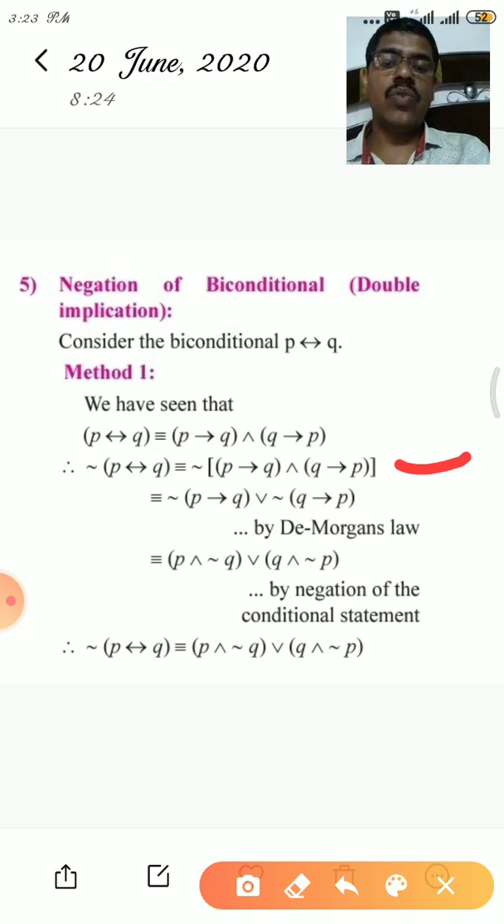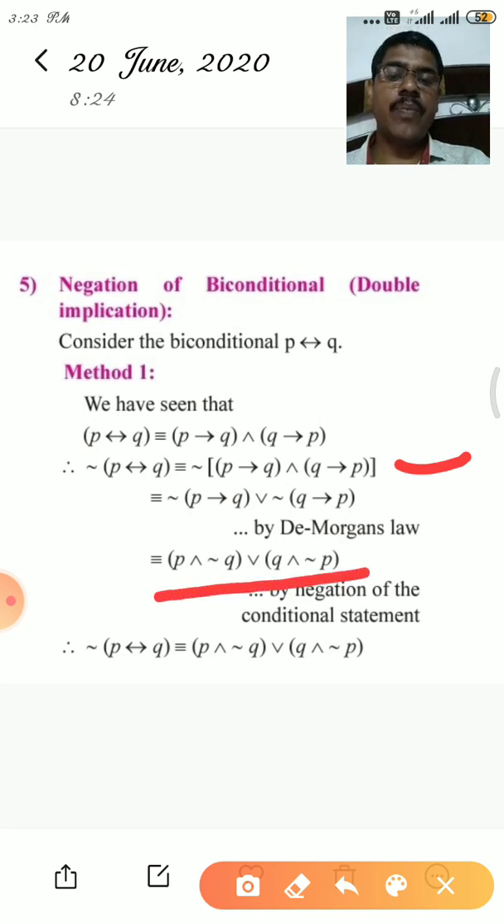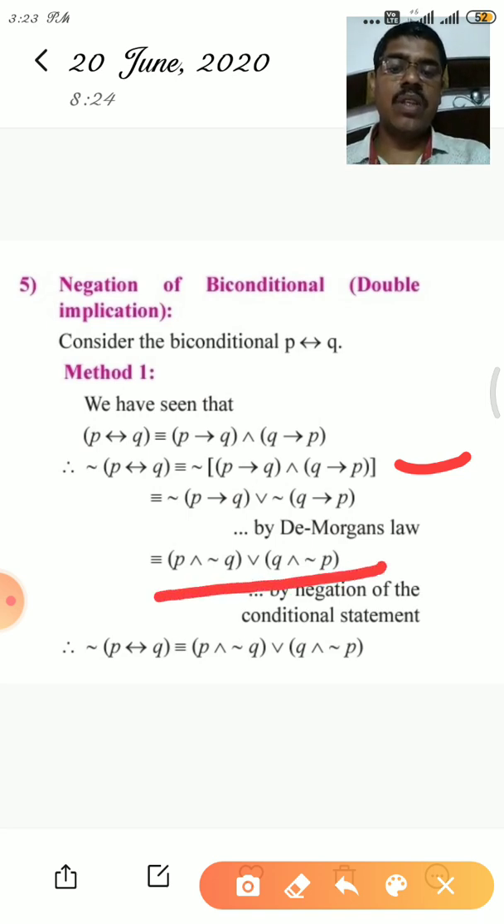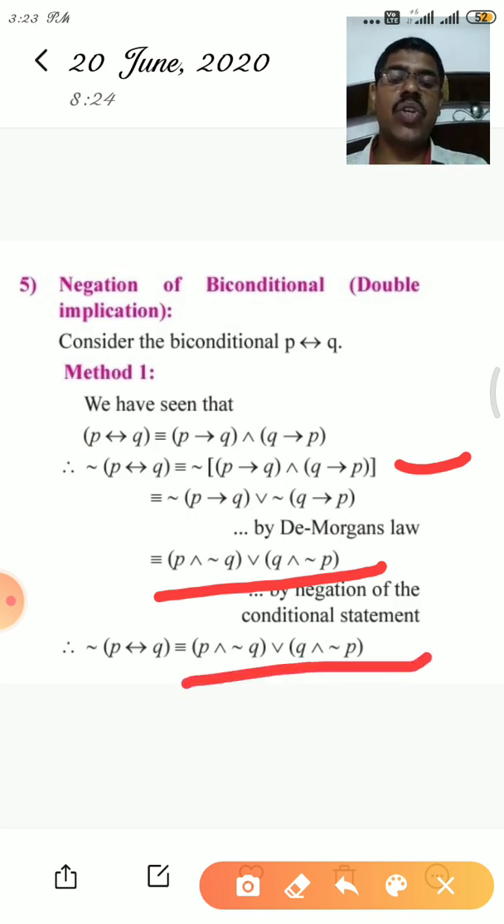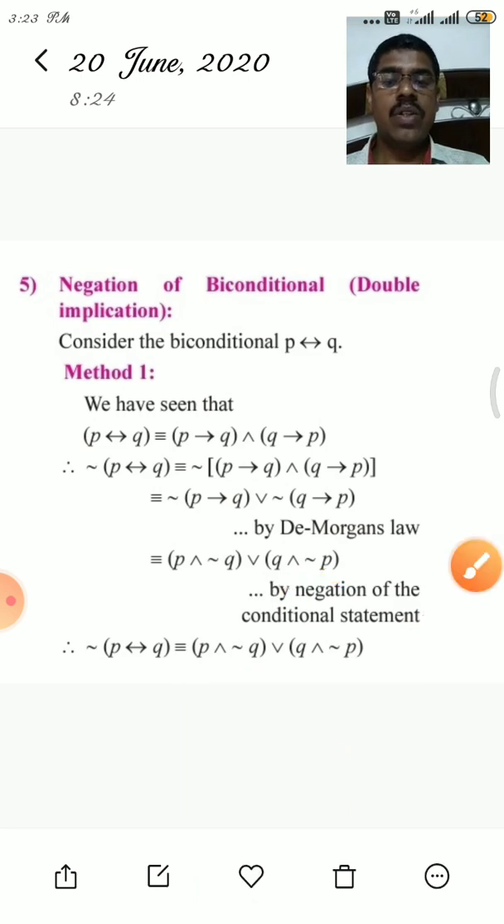Negation of P conditional Q, we have to convert the and into or, negation of Q conditional P. Then after that we have to apply the negation of conditional statement. The negation of P conditional Q is equivalent to P and negation Q, or Q and negation P. Therefore, the negation of P biconditional Q is equivalent to P and negation Q or Q and negation P. That means the negation of a biconditional statement is equivalent to P and negation Q or Q and negation P. In the same way, we have to solve this by truth table also.